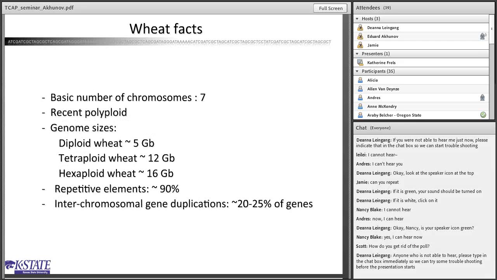So just very briefly, some wheat facts that of course everybody probably is familiar with. The basic number of chromosomes is 7. It is a recent polyploid, which is quite important when you are thinking about the genotyping. Genome size is huge and it's full of repetitive elements, and the proportion of interchromosomally duplicated genes is also very high.